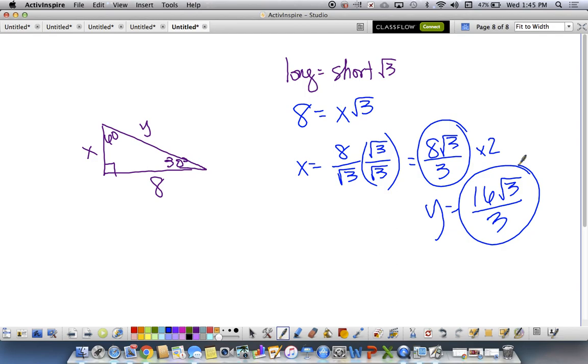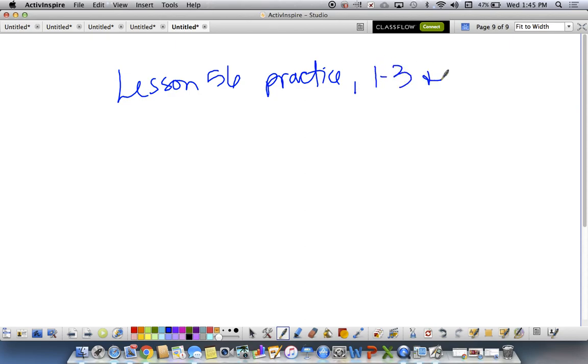Now, we do have some homework. We're going to do lesson 56. This is our first practice lesson, and then 1 through 3. What was the answer to the last one? It was 8 root 3 over 3 for x, and the other one was 16 root 3 over 3. We multiply times 2 over 1, and it becomes 16 root 3 over 3.